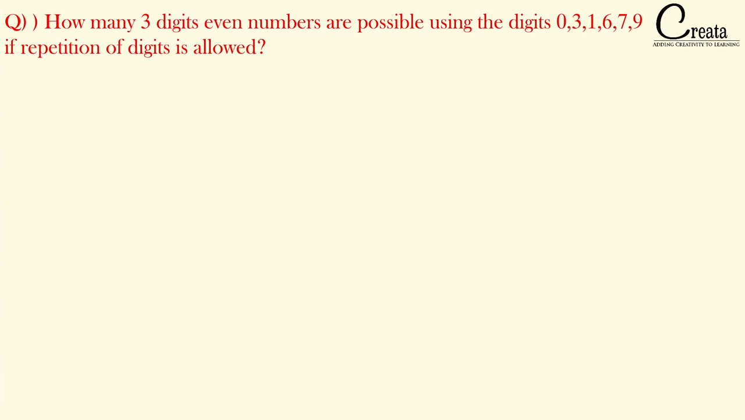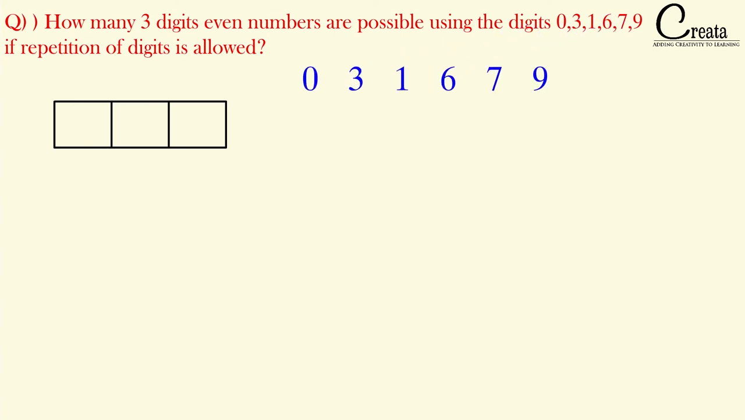Let's approach this question. In this question we have to find the 3 digit even number. We have to find the 3 digit number, which means we have 3 slots. These 3 slots define the 3 digits that we have to find, and we have to find the 3 digit number with the help of the 6 digits which are given in the question, which are 0, 3, 1, 6, 7 and 9. And we have to form the 3 digit number with the help of these 6 digits.